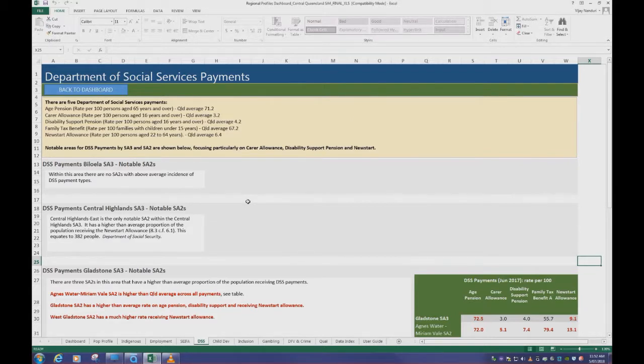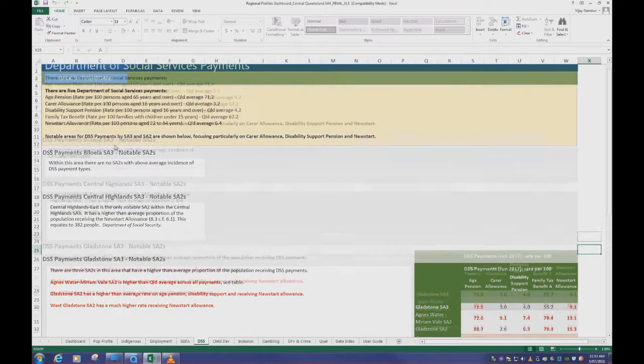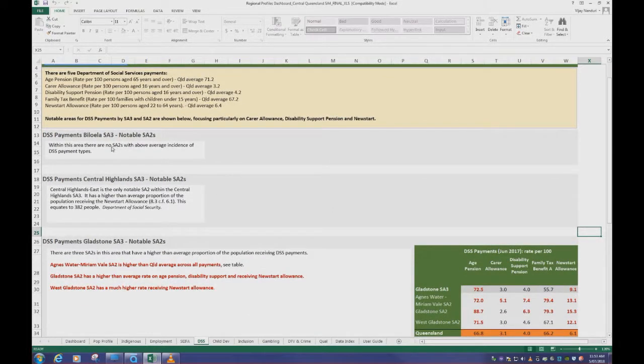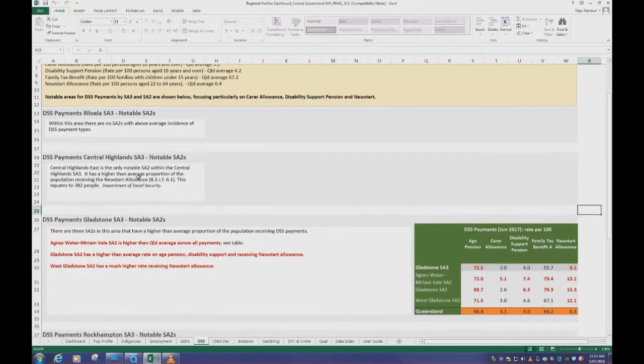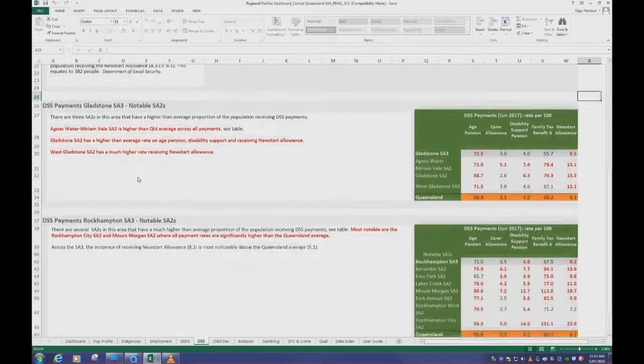DSS payments, or Department of Social Services payments. We cover here the age pension, the carer's allowance, the disability support pension, the family tax benefit A, and the New Start allowance. These are all good indicators of financial and social need in an area. SA4 data is not shown in this instance, and generally only notable SA2s are listed in tables.